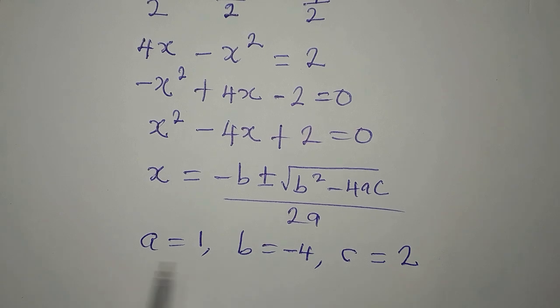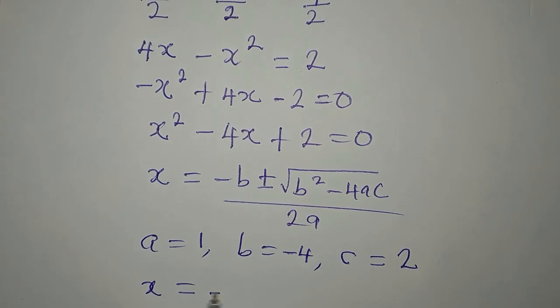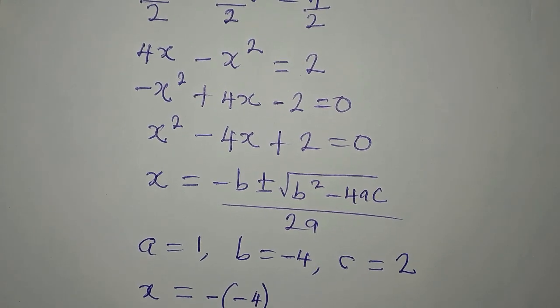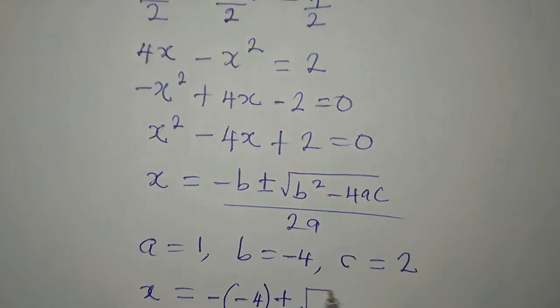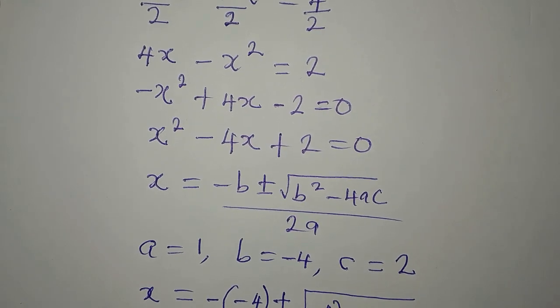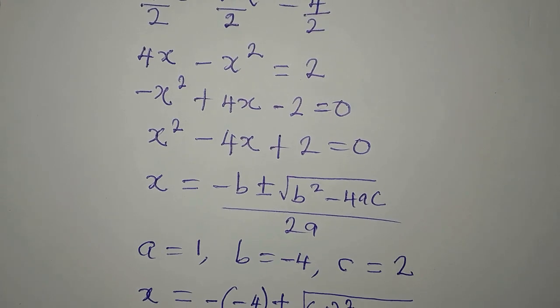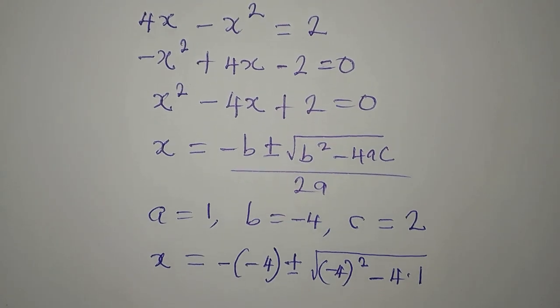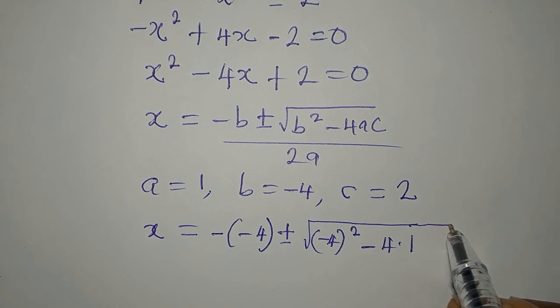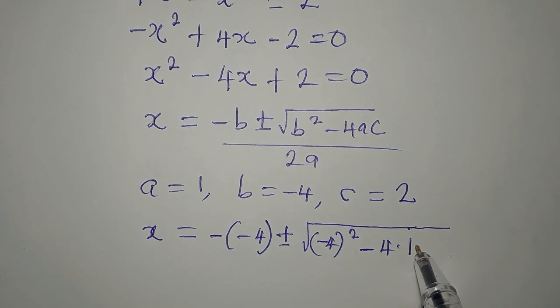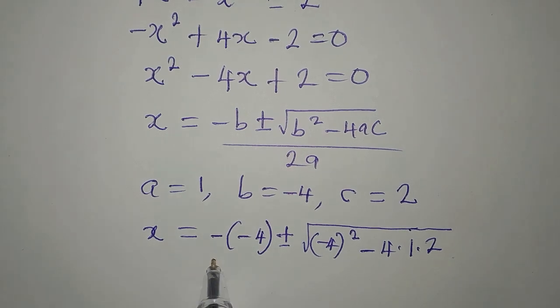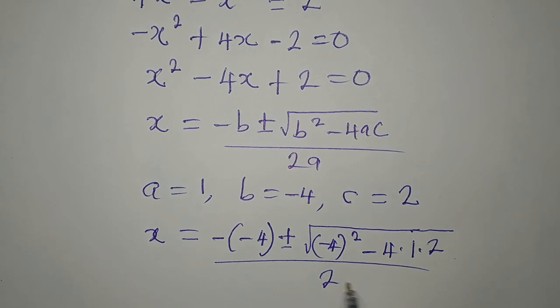Now put these values of a, b, c into the formula so that x will be equal to, in place of minus b, I'll have minus minus 4, then plus or minus, b squared will be (minus 4) in brackets squared, minus 4 times a, which is 1, then c is 2. So I write 2 over there. Then we'll divide that through by 2 times 1.